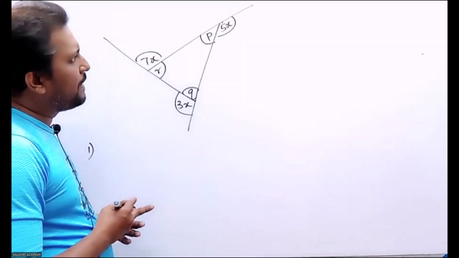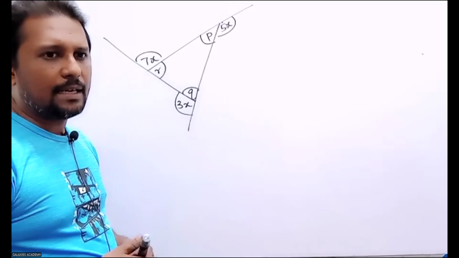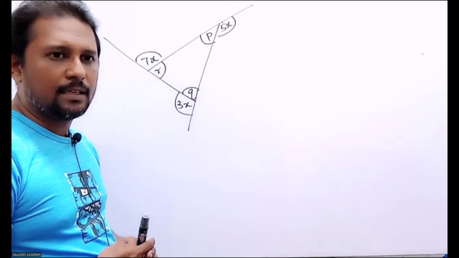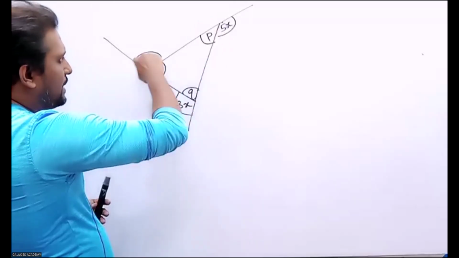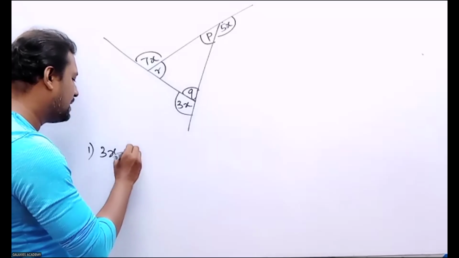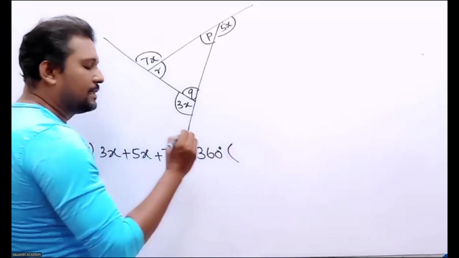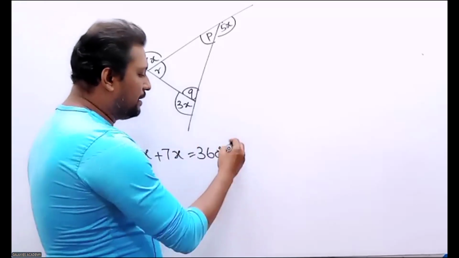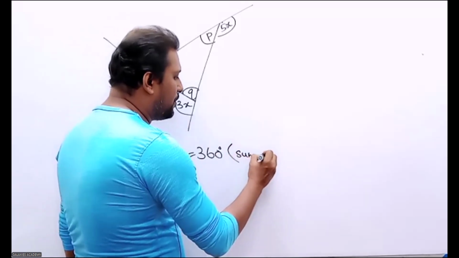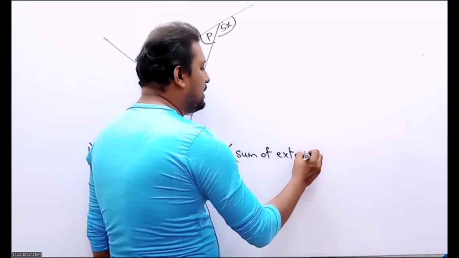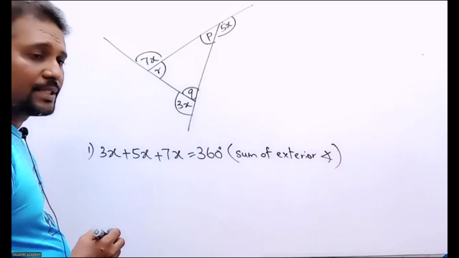In the first part, you have to find the value of x. Then how can you find the value of x? We can use the exterior angle theorem of a triangle. The sum of the exterior angles of a triangle is 360 degrees. So I can write the sum: 3x plus 5x plus 7x. The sum of these 3 exterior angles should be equal to 360 degrees. Right? It is a theorem. So inside the bracket, you can also write the reason for it: sum of exterior angles.